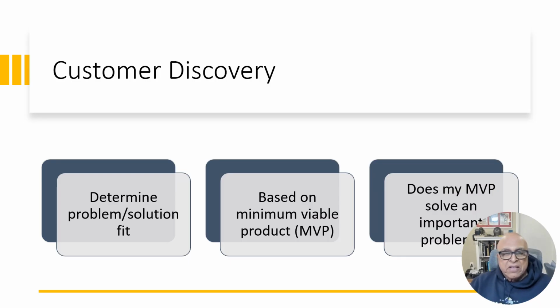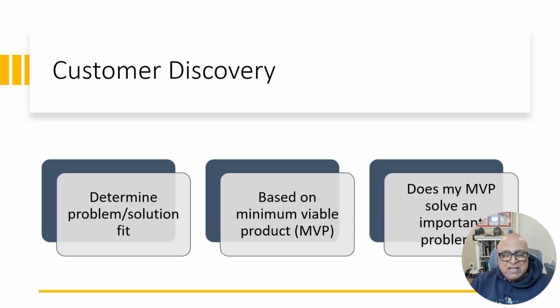So the first step in the customer development process is something called customer discovery. Now, I know that's kind of confusing, but that's what it's called. In this customer discovery step, we're basically trying to determine if we have a fit between the problem the customer is experiencing and the solution that we are providing. And in order to determine that, ultimately, we have to present the customer with something called a minimum viable product, or MVP.